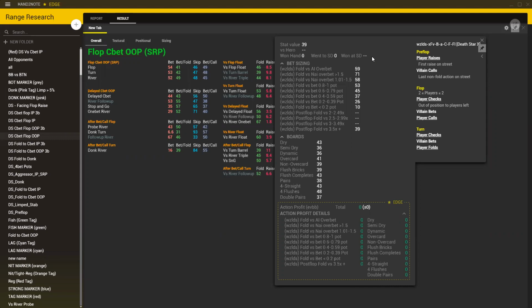Four straight is fairly good. Flush completes. The interesting thing here is because we are the cold caller, it's a float bet situation, we generally like it when there's coordination on the turn card. It's good for us as the cold caller.